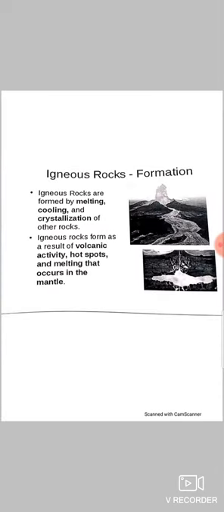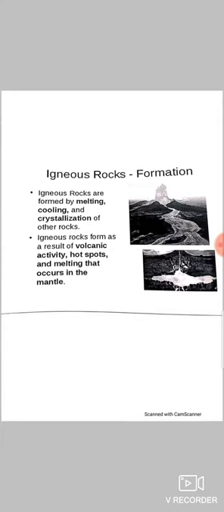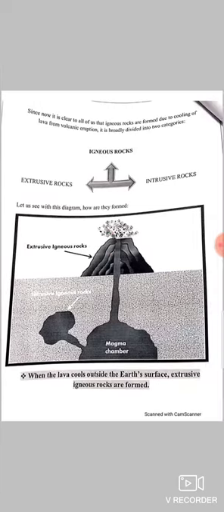Okay. The next one, igneous rocks. Igneous rocks are formed by melting and cooling crystallization of other rocks. It means when the magma cools down, it forms igneous rocks. Igneous rock forms as the result of volcanic activity, hot spots, and melting that occurs in the mantle. When these melts become solidified, then they become igneous rocks.